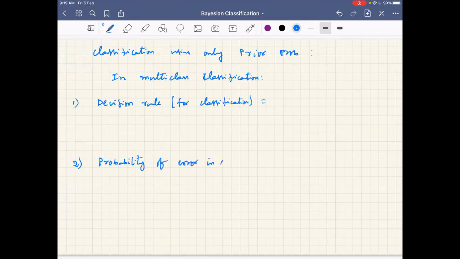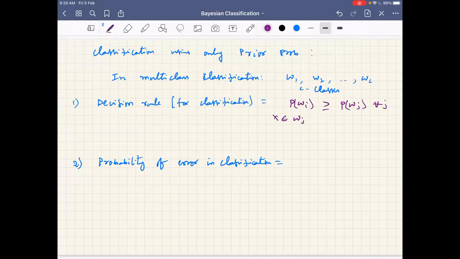Error in classification. Multi-class classification where you have omega 1, omega 2, up to omega C, C classes. Please tell, I didn't get a single answer. Decision rule is what? If P of omega i equals the maximum of P of omega i, then X belongs to omega i. Okay, this is the decision rule.